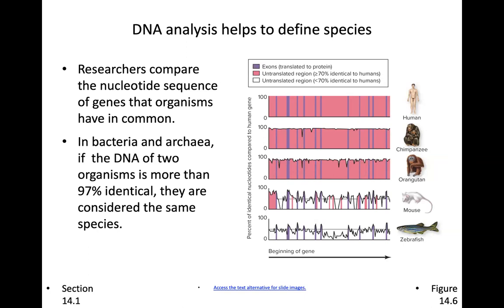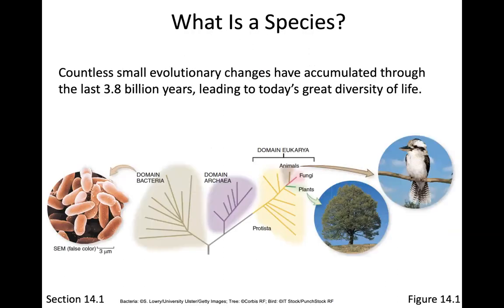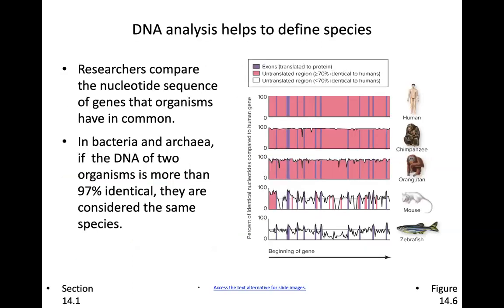In bacteria and archaea, if the DNA of two organisms is more than 97% identical, they are considered the same species. There are countless small evolutionary changes that have accumulated through the last 3.8 billion years, leading to today's great diversity of life. And this is what we call the tree of life here, where you have the domain bacteria, the domain archaea, and then the domain eukarya. When this tree was initially classified, it was based off of all the characteristics. This tree has been adjusted, either changed or supported, by DNA analysis.